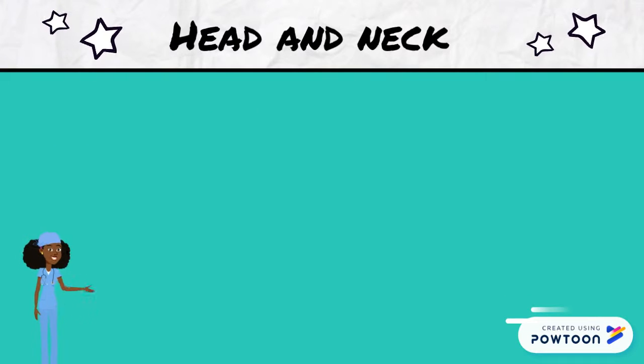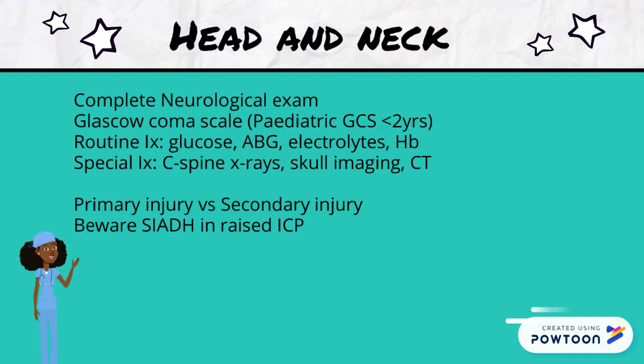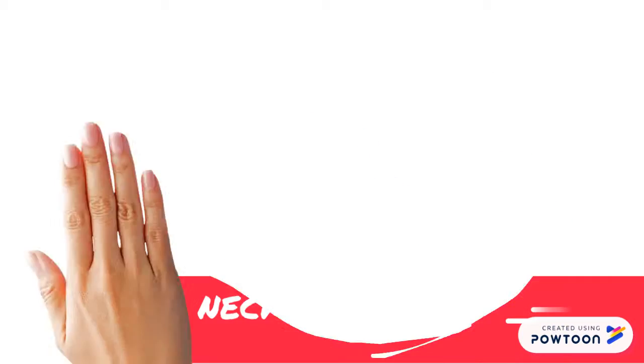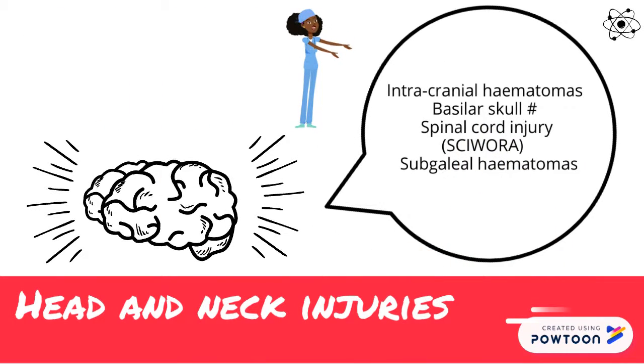Head and neck evaluation includes a complete neuro exam, GCS grading, routine investigations, and relevant special investigations. Primary injury is usually irreversible, but secondary injury is preventable by adequate resuscitation. Here are some of the common head and neck injuries in children.